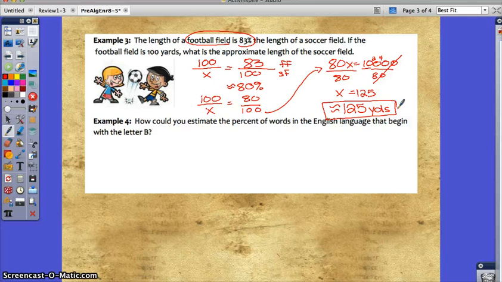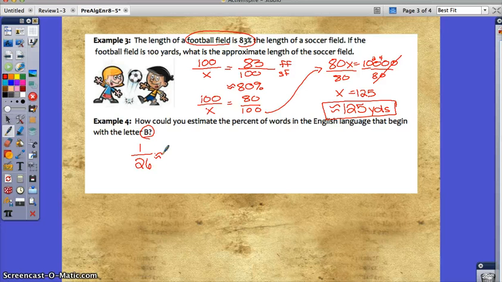How could you estimate the percent of words in the English language that begin with the letter B? So we just want to estimate this. You know, one simple, quick, easy way, although it may not be the most exact way, would be to just think about, well, how many letters am I talking about out of how many letters in the alphabet, right? So the letter B is one letter out of the 26 in the alphabet. Not that this is always true, but there's probably about 1 out of 26 English language words that start with the letter B.